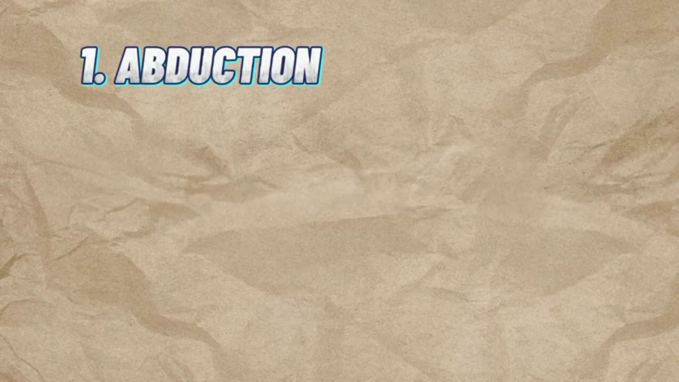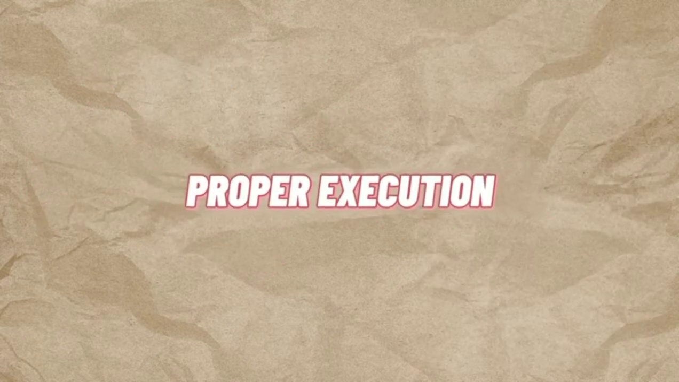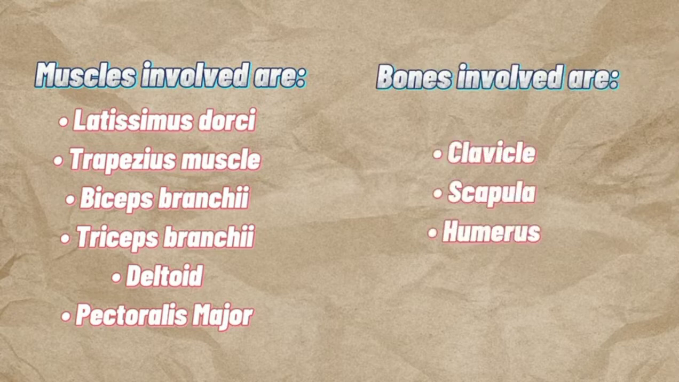Let's start with abduction. This is the movement of the limbs or other body parts that pulls away from the midline of the body. Here is the proper execution of abduction. The muscles involved are latissimus dorsi, trapezius muscle, biceps brachii, triceps brachii, deltoid, and pectoralis major. Bones involved are clavicle, scapula, and humerus.